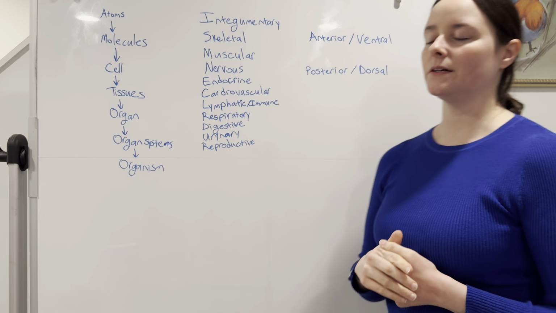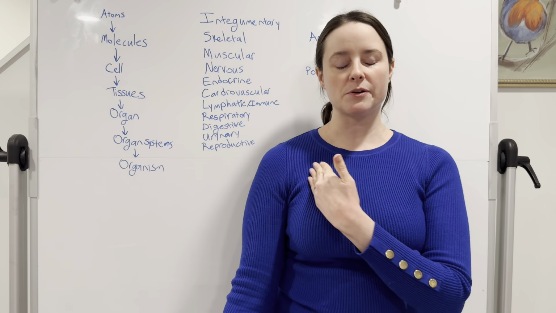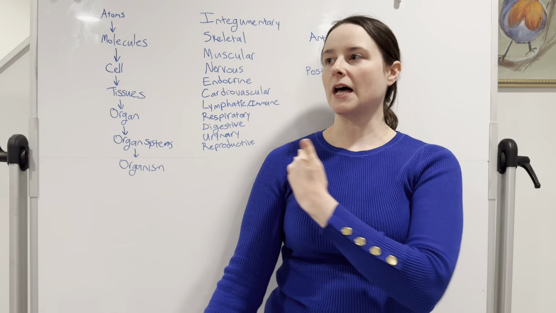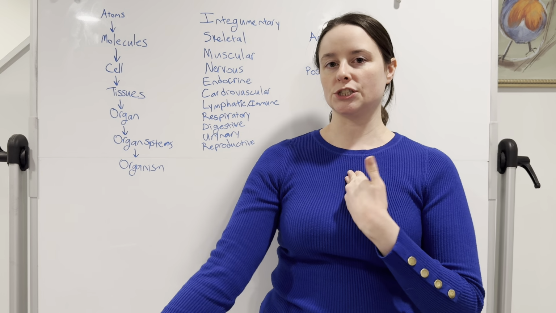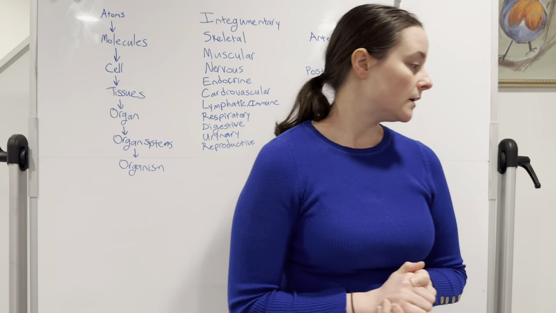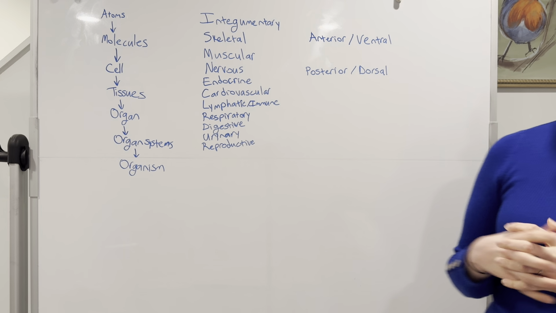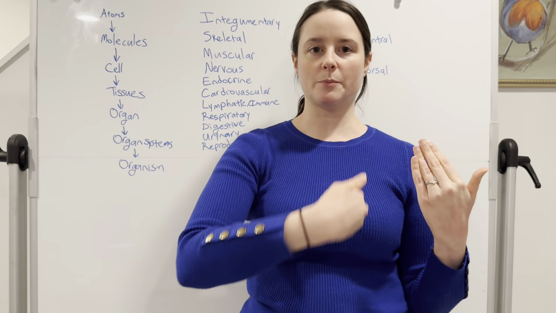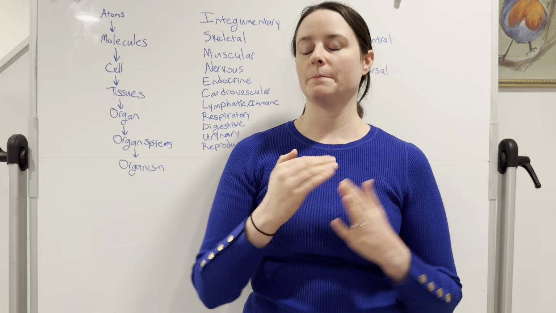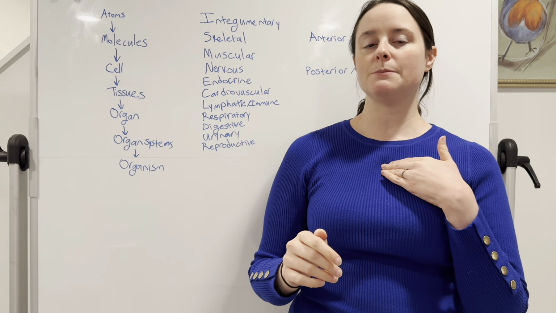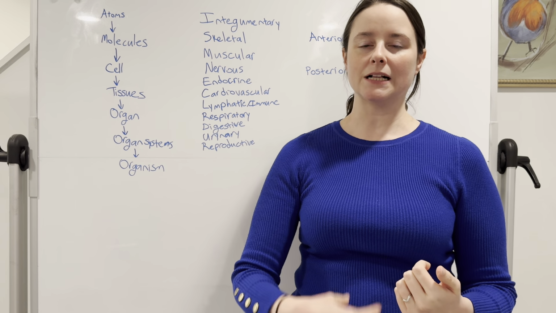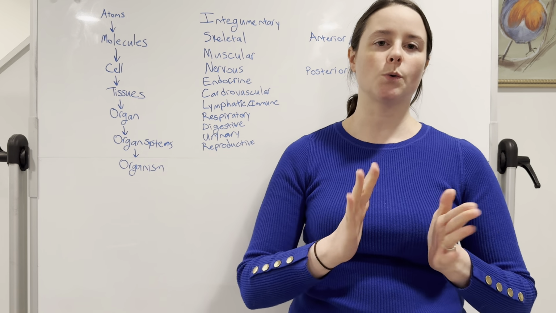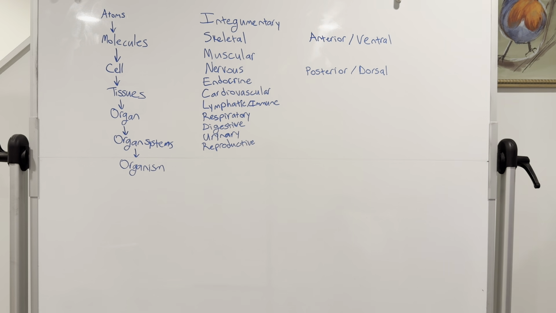Lateral and medial. Lateral means to the side, so lateral would be more to the side. I can say my arm is lateral to my sternum. Medial would be the medial part of my body, right down the center. So I can say my sternum is medial to my arm. It's more toward the center. It doesn't need to be exactly in the center, it just needs to be more toward the center.